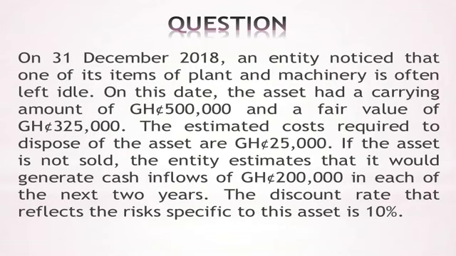So here, in this case, we have the carrying amount of the asset, which is 500,000. We have been given the fair value here as 325,000. We also have the cost to dispose, which you also term as the cost to sell. In this case, remember, dispose means sell, so the cost to sell is 25,000 over here. And you have been given a cash inflow of 200,000 each in the next 2 years. So meaning that for 1 year it's going to be 200,000, for the next year it's also going to be 200,000. We have also been given our discount rate, which is 10%.